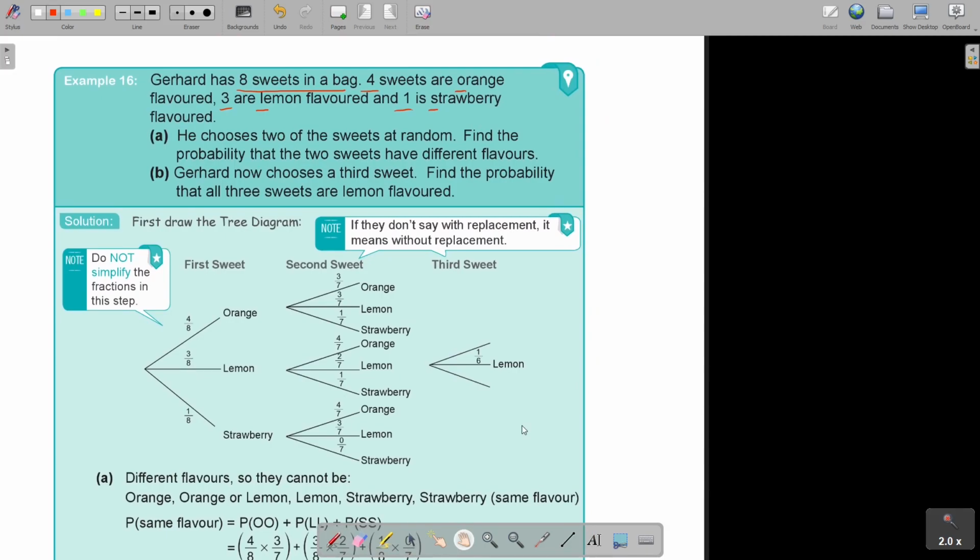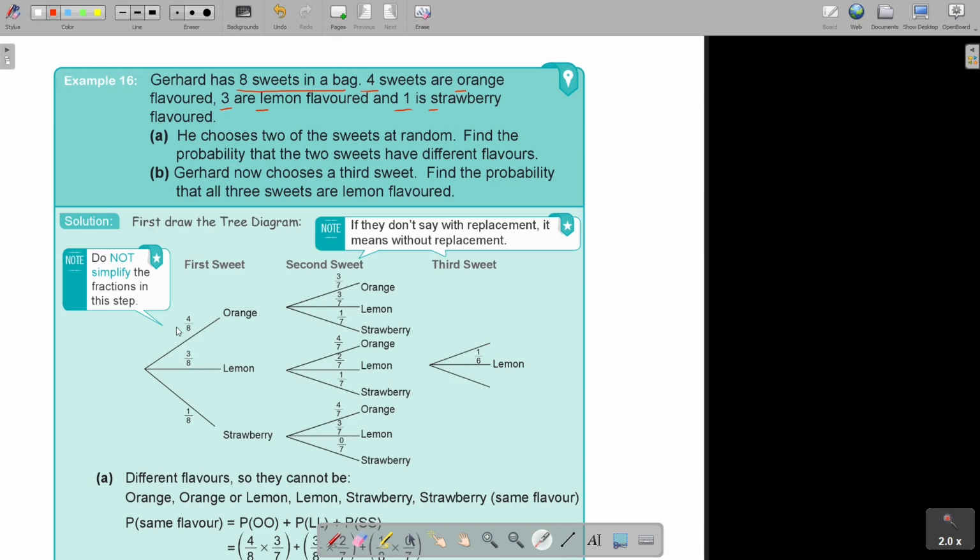Okay, so let's just look. If I make a tree, for the first, I'm just doing this part now. This is the first time you take a sweet. What is the probability? Now again, I said, do not simplify the fractions in this step. Very important. So we have 4 oranges, 4 out of 8. You have 3 out of 8 lemon, and you have 1 out of 8 strawberry. So don't simplify that 4 over 8.